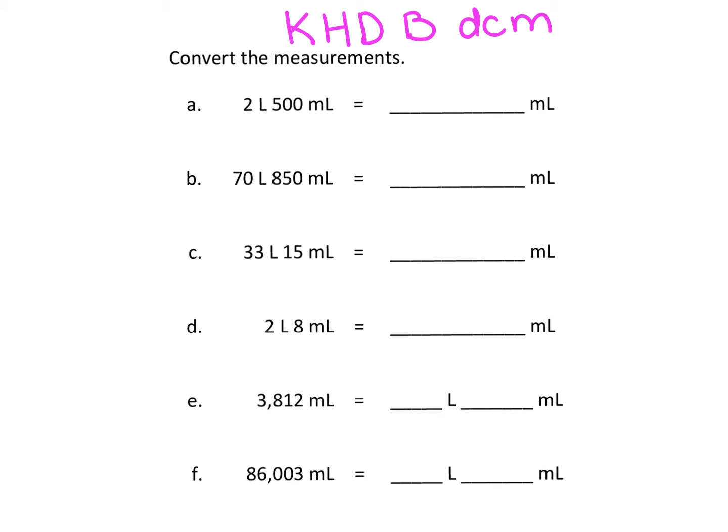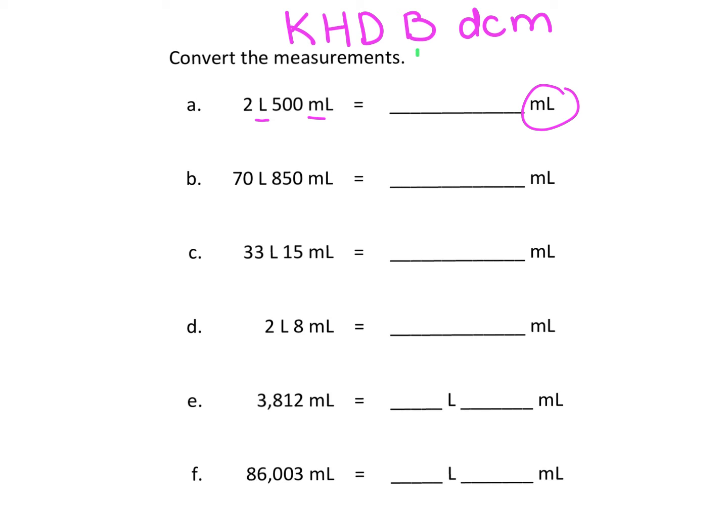Now it asks us to convert from liters and milliliters to only milliliters. This means we're going to have to turn our liters into milliliters and add it together. For A, we have 2 liters, 500 milliliters. This means we're going to have to change our 2 liters into milliliters.